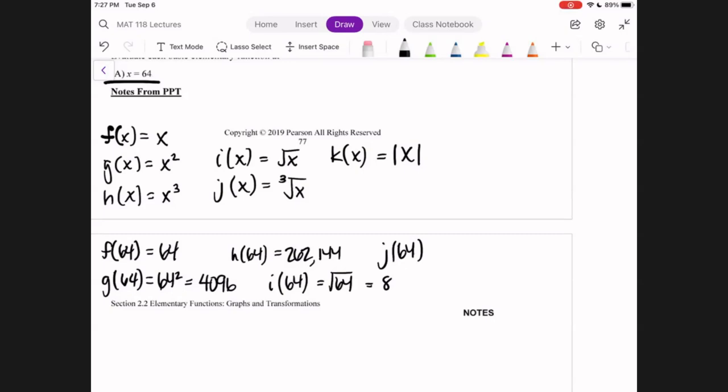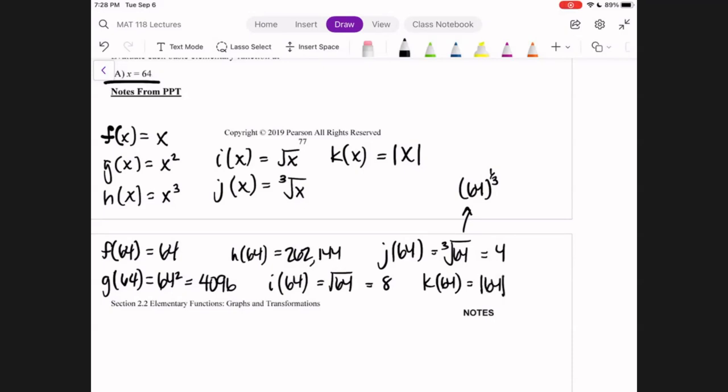This one is a little finicky. So cube root of 64. If you do the third root here, you just get 4. So practice that with Desmos, okay? If you want to rewrite this, you can do 64 to the 1/3 as your power. That works as well. And then K is the absolute value of 64.